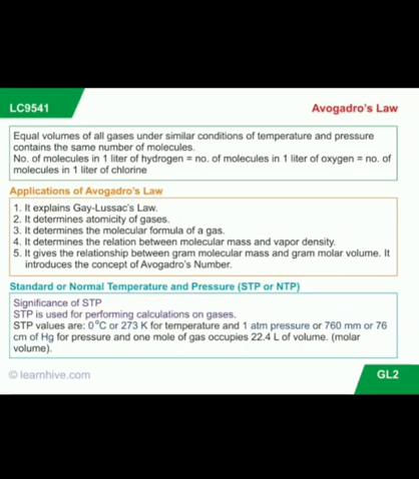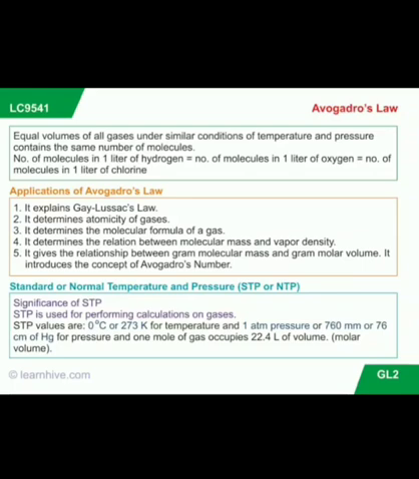But according to your syllabus, you only have to discuss the relationship between molecular mass and vapor density. The formula is molecular mass equals 2 into vapor density. So how can you find out that molecular mass equals 2 into vapor density?